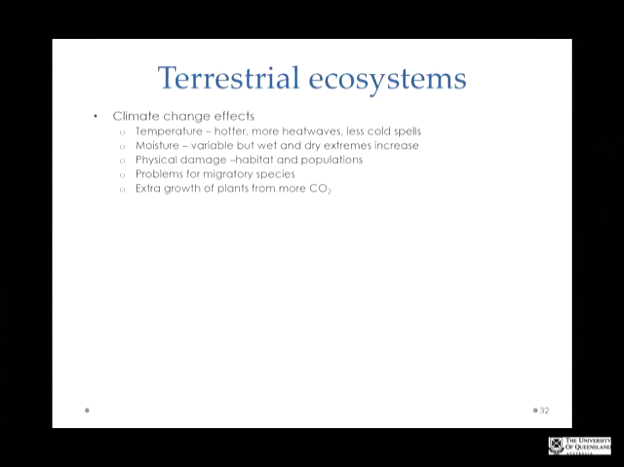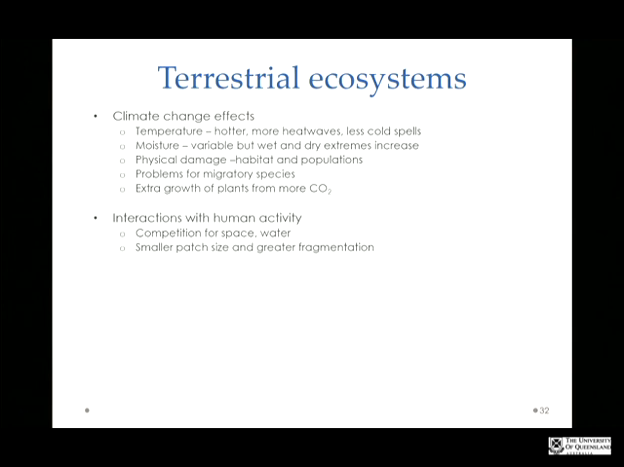I'm going to flick through these very quickly, because they're just, again, examples of, you remember we went through all the different terrestrial, coastal and marine ecosystems, and had an example or two of each one. So basically, terrestrial ecosystems are strongly affected by temperature and moisture, and also physical damage. There'll be problems for migratory species, but you may actually get a lot of extra plant growth because of the extra CO2 in the air, as long as they have enough water, which is the critical thing, and nutrients.